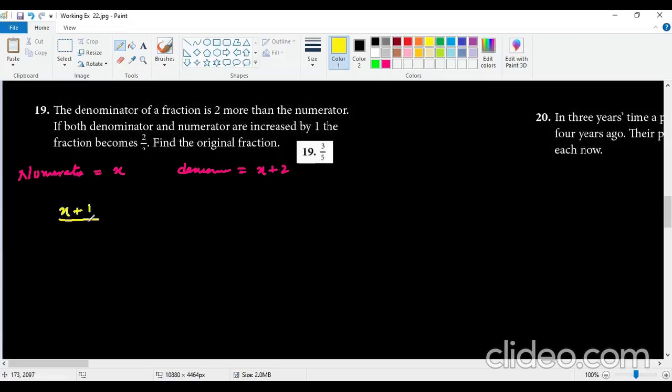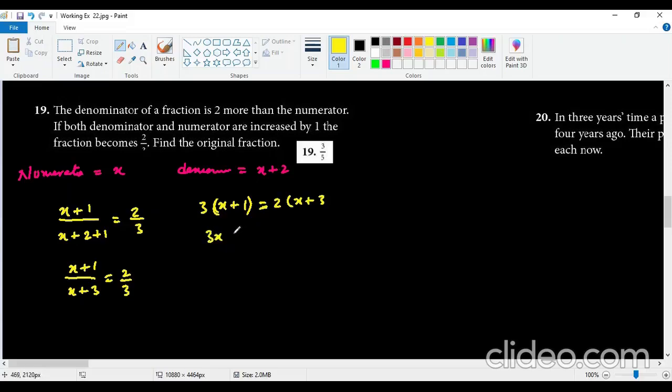So in the numerator, if 1 is added, and 1 is added in the denominator, it becomes 2 over 3. Or I can say x plus 1 over x plus 3 equals 2 over 3. Cross multiplication is going to give us 3 multiplied by x plus 1, and 2 is going to be multiplied by x plus 3. Now this is going to become 3x plus 3 equals 2x plus 6.